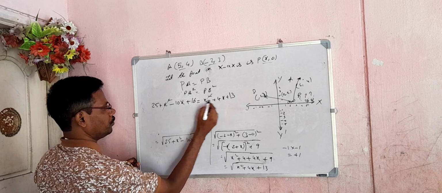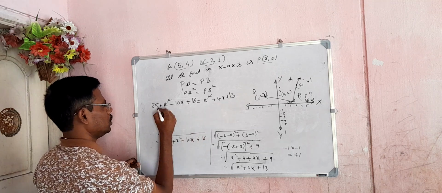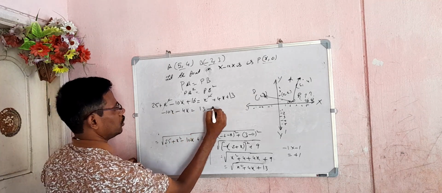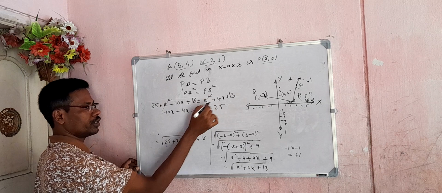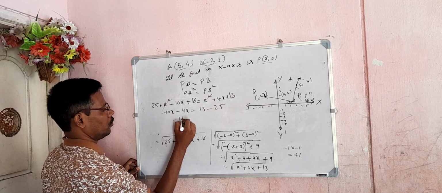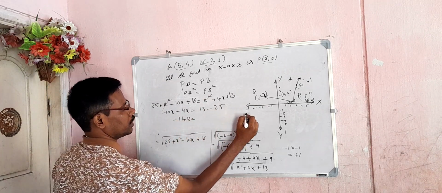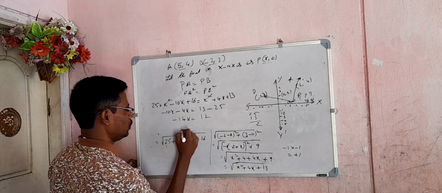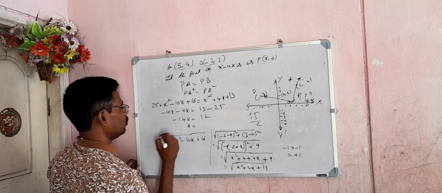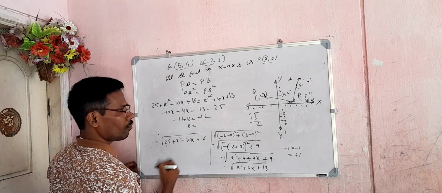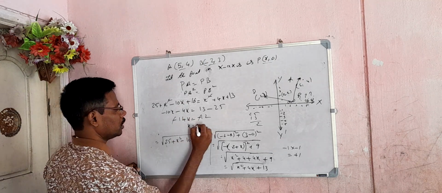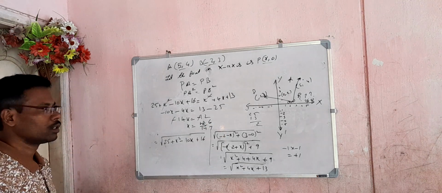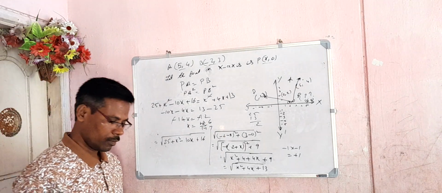Next, transpose this: minus 10x minus 4x is equal to 13 minus 25. Transposition, minus 14x is equal to minus 12. So x is equal to minus 12 by minus 14. So minus minus gets cancelled. x is equal to 12 by 14. 2 6 are 12, 2 7 are 14. That's how you should do the problem.